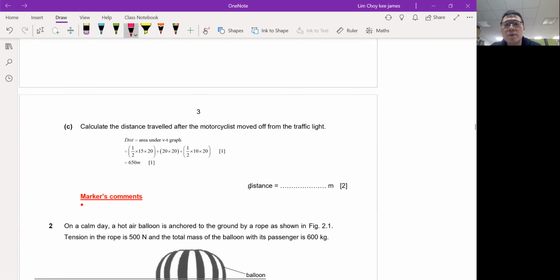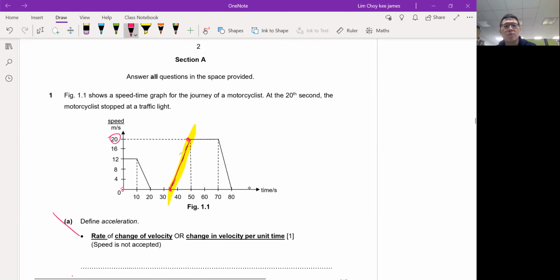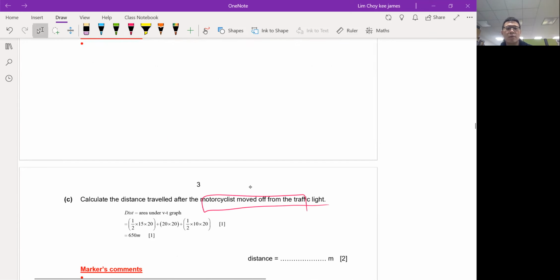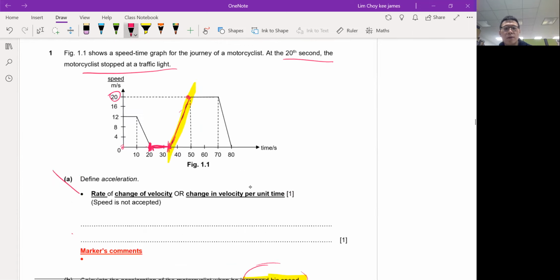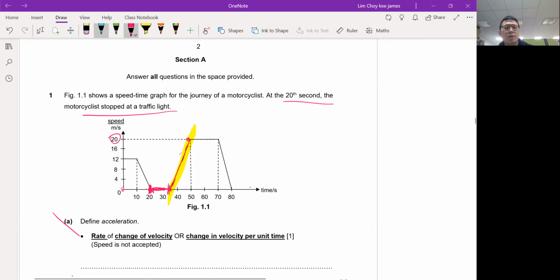Now, calculate the distance traveled by the motorcyclist when they move off from the traffic light. The question says that at the 20th second, he stopped at the traffic light. So from 20 to 35, I'm still at the traffic light. At 35, I move off. When I say I move off, I'm looking at 35 seconds all the way to 80 seconds. This is the move-off time frame.